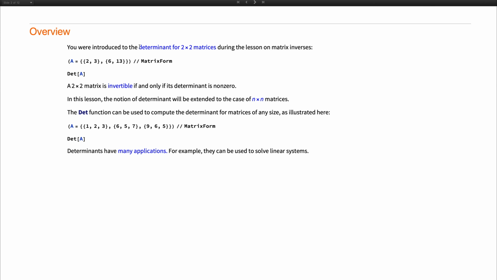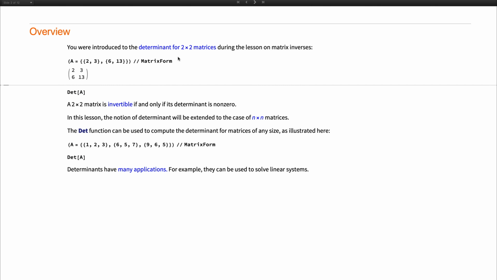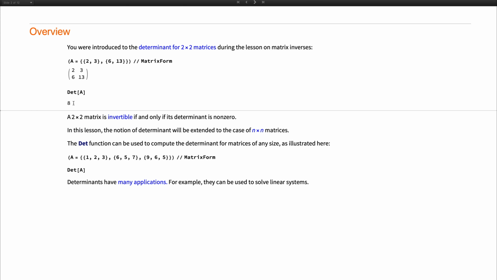You were introduced to the determinant for the case of 2 by 2 matrices during the lesson on inverses. Let's say your matrix A is 2 by 2. The first row is 2, 3, the next row is 6, 13. If you work out its determinant, the answer is 8. That's because if you multiply the diagonal elements, 2 times 13 is 26, and then 3 times 6 is 18, and if you subtract them, you get back the answer 8. The point is that a 2 by 2 matrix is invertible if and only if its determinant is non-zero.